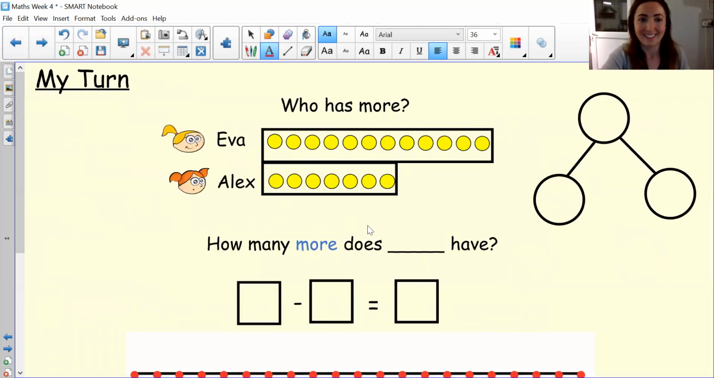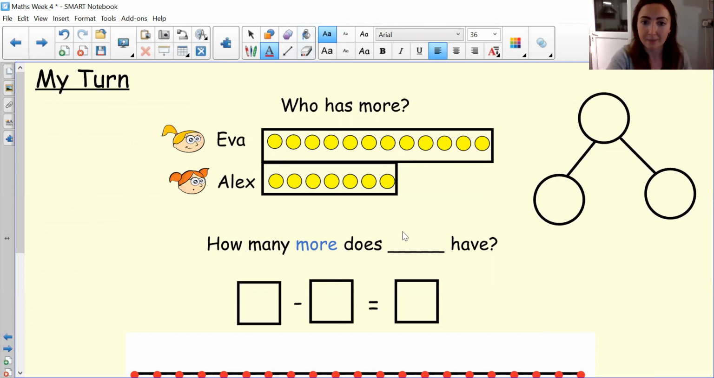Okay. Right, so we have Eva and Alex, and they have got some counters. Now I want you to look at the bar model. And firstly, the first question is, who has more? Now, hopefully you quite quickly said Eva. We can see that Eva has more because we've lined them up and her bar is longer than Alex's bar. So Eva has more.